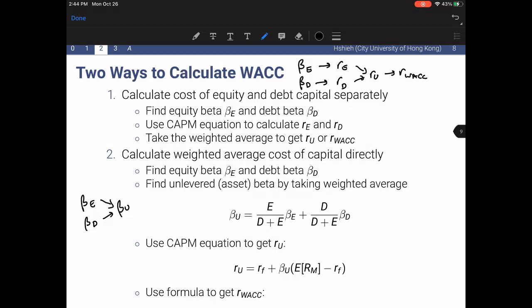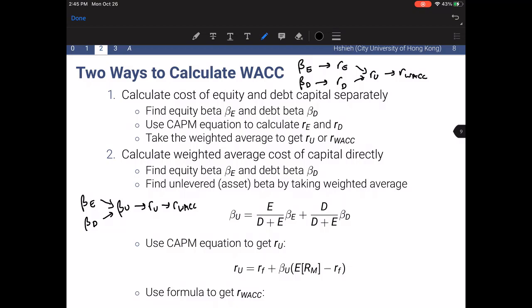Once we have the unlevered beta or the asset beta, we can then use the CAPM model to come up with an overall discount rate. That's going to be RU, right? The unlevered cost of capital. And then from there, we can calculate our WACC by incorporating tax shields. Okay, the way we combine the betas in the second method is by, again, using the capital structure of the firm that we observe.